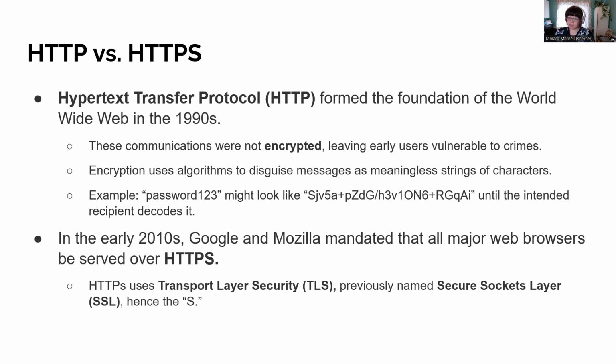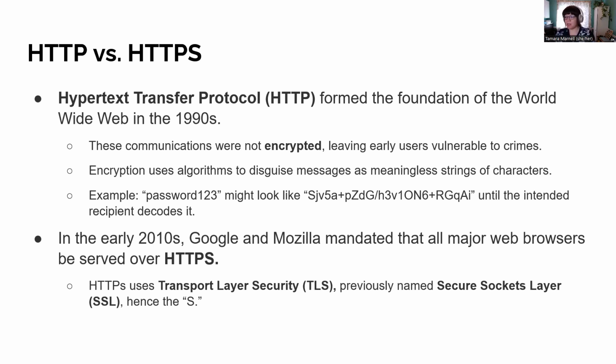So encryption, which did exist but wasn't part of the typical protocol, uses algorithms to disguise messages as meaningless strings of characters. So instead of a password, if you have set the world's weakest password to be password 123, instead of a hacker being able to get that and see that your password is 123 and then be able to pretend to be you, it would instead look like this random string of characters until the intended recipient decodes it. So even if somebody did manage to do a man-in-the-middle attack and get your information, they couldn't do anything with it.